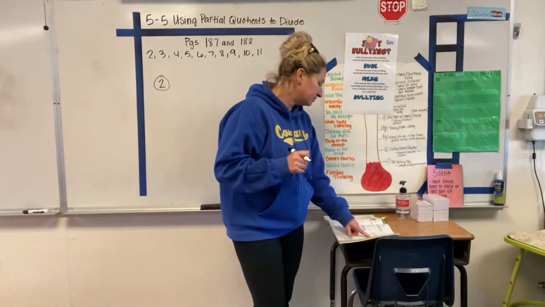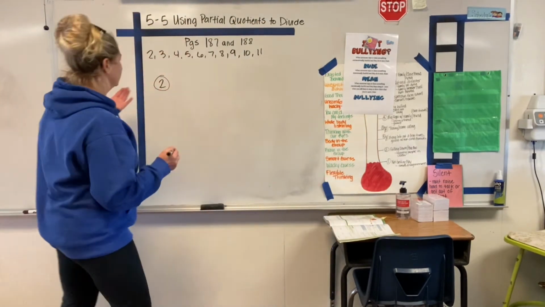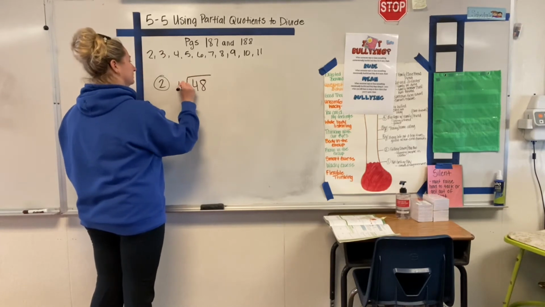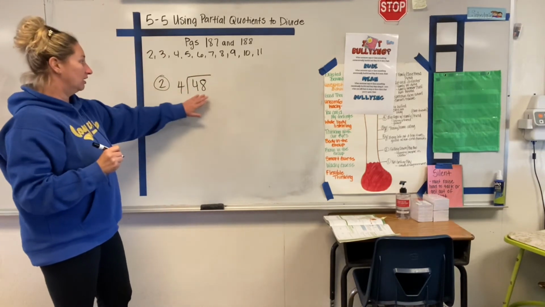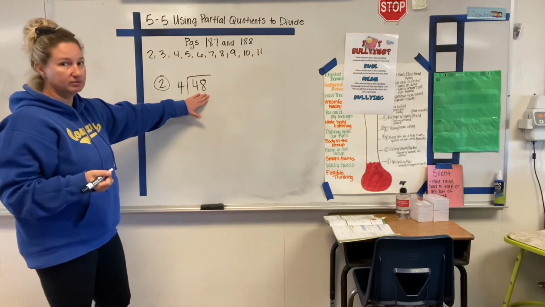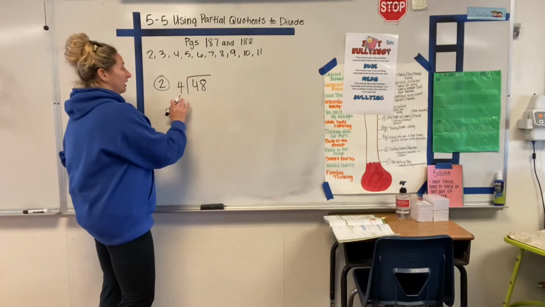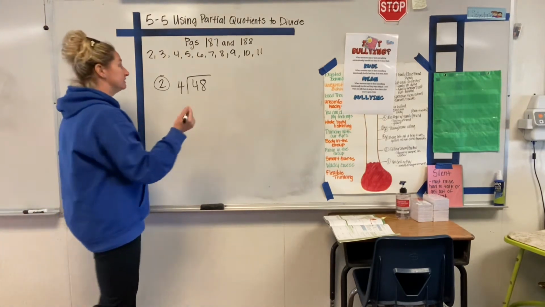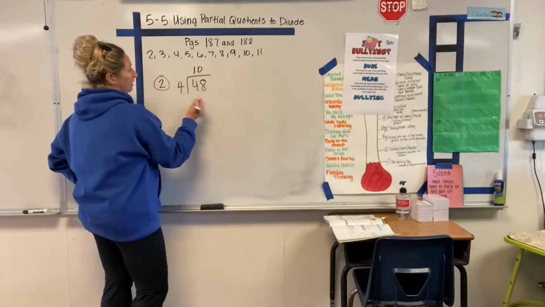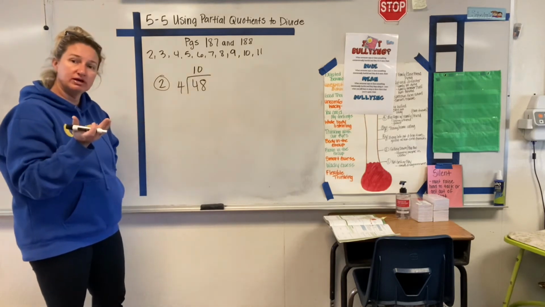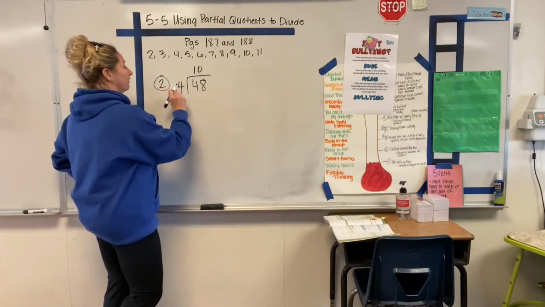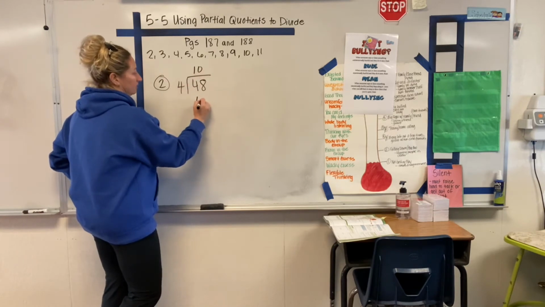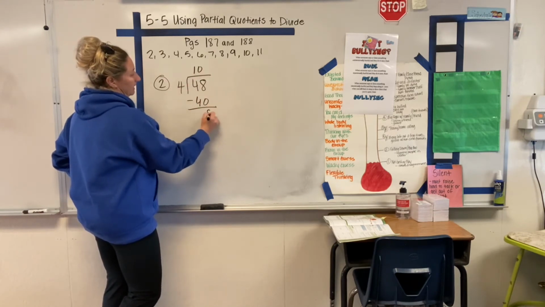It says, how many groups of 4 are in 48? So that is 48 divided by 4. So how many 4s are in 48? So that's a division problem. So I know that 4 times 10 is 40. So I know it goes in at least 10 times. So I'm going to just start with that. I'm going to use my partial products. So 4 goes into 48 at least 10 times. That's 40. So subtract. Then I get 8.